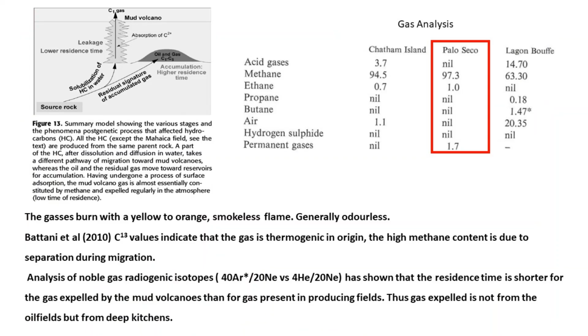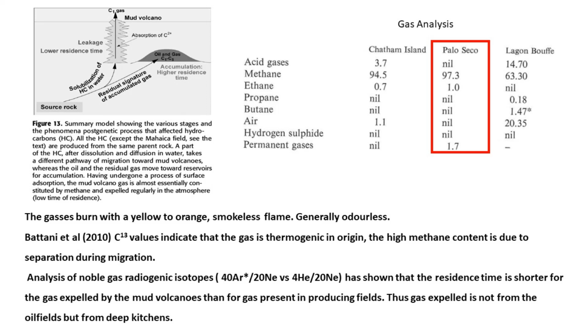Let's talk a little bit about the gases released by these mud volcanoes. Analysis at Palo Seco has indicated it is 97.3% methane, and there are no other gases that are harmful to humans. These gases burn with a yellow to orange smokeless flame and are odorless. Battani et al. indicate that this gas is of a thermogenic origin and the high methane content is due to separation during migration. The little cartoon on the top left attempts to explain this.